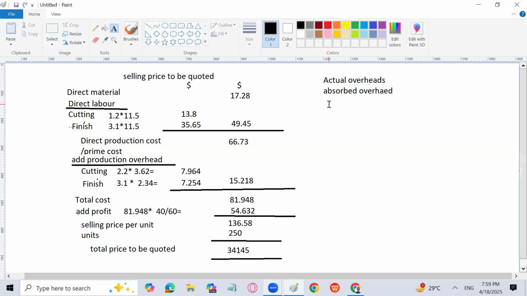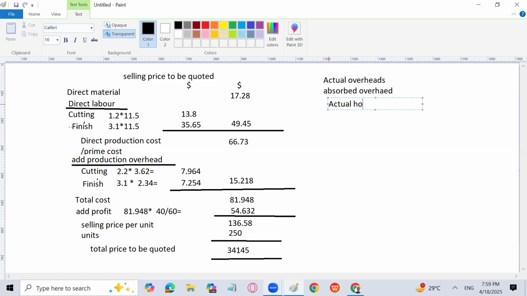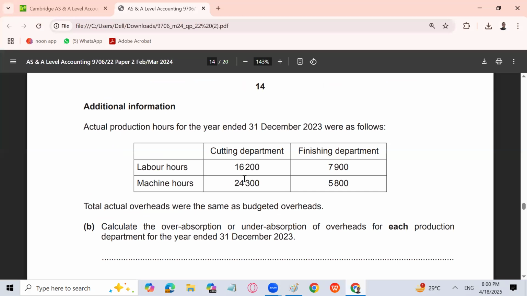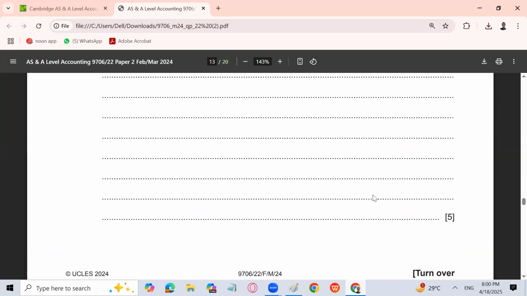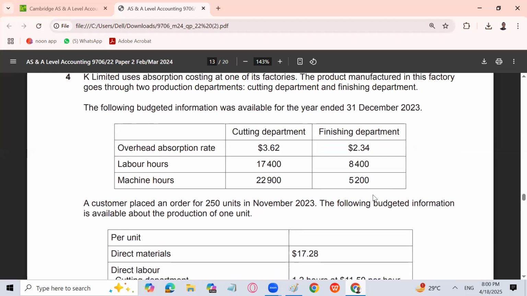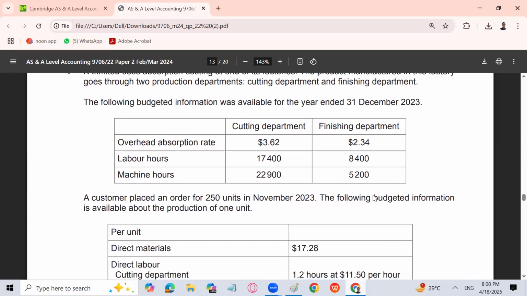Absorbed overhead cost will be calculated through the formula, which is actual hours into OAR. Right? So what is the actual overhead cost? He has clearly stated that the actual overhead cost is the same as budgeted. So let's see what the amount of budgeted overheads is. Is it given in the question? No, it is not given in the question, but we can calculate that.